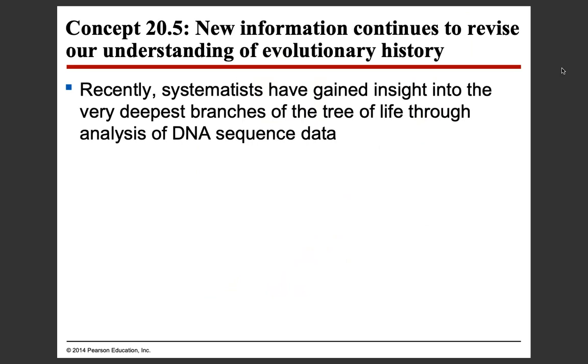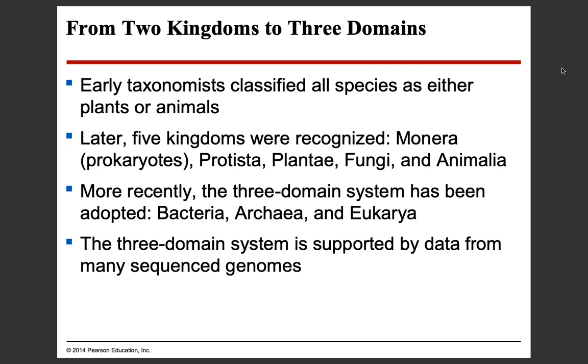New information continues to revise our understanding of evolutionary history. Recently, systematicists have gained insight into the very deepest branches of the tree of life through analysis of DNA sequence data. The more we're able to sequence, the more similarities, differences, and evolutionary relatedness we're able to discern between different organisms. And it changes what we've known to be true in the past.